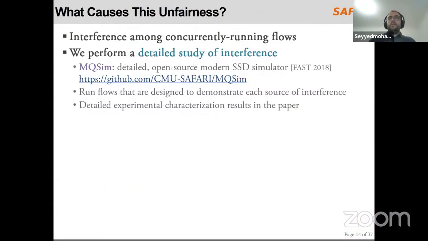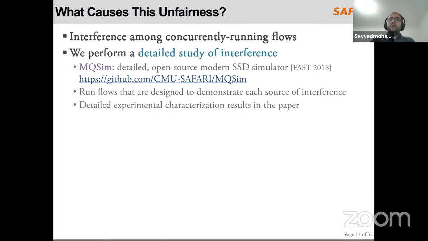So now a good question is, what causes this unfairness? Overall, interference among concurrently running flows causes unfairness. But what are the sources of these interferences? We performed a detailed study of interference using MQSim, a detailed open source modern SSD simulator that we published in FAST 2018. In one of our past lectures, Rakesh provided a detailed overview of MQSim. If you are interested, you can also watch that lecture.